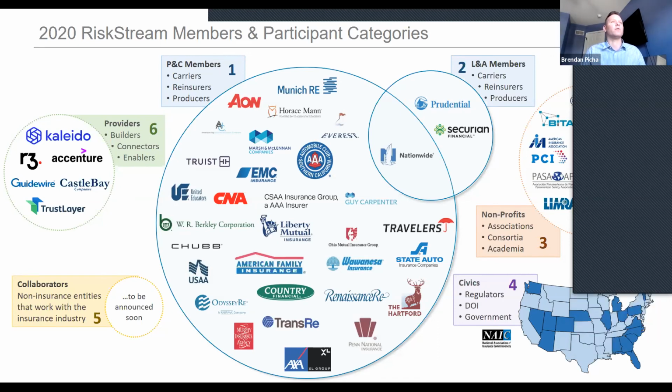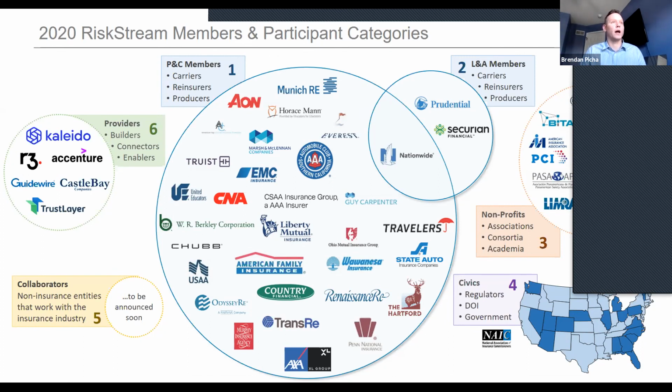And number 6, these are providers, builders, connectors, or enablers. Entities that we've been working with for a long time include Accenture. They were in the house early 2017 on use case design and development. R3 with their Corda platform for proof of insurance and first notice of loss for private passenger auto. And then Kaleido, obviously, they are the newer entrant, and they came in for the Mortality Monitor POC and literally blew our minds. They were able to put the POC together in 3 weeks, which was just unprecedented.